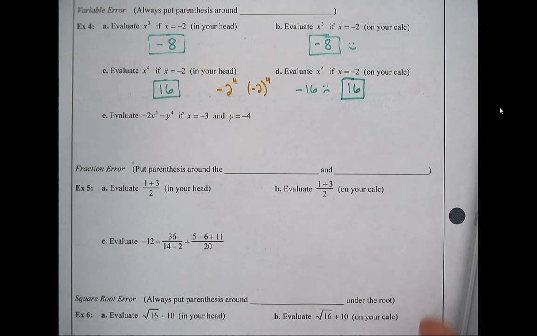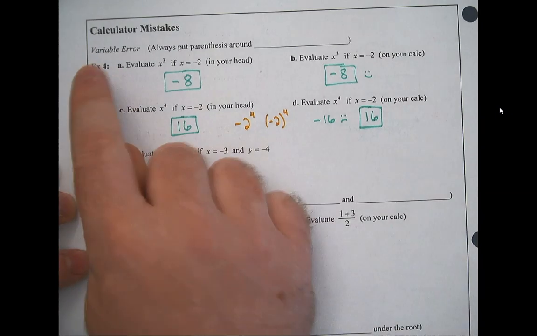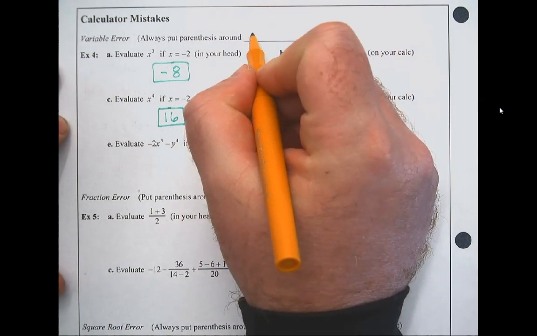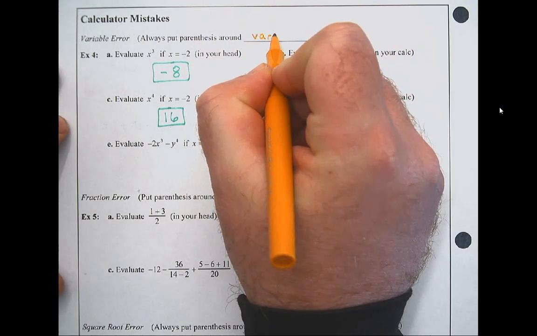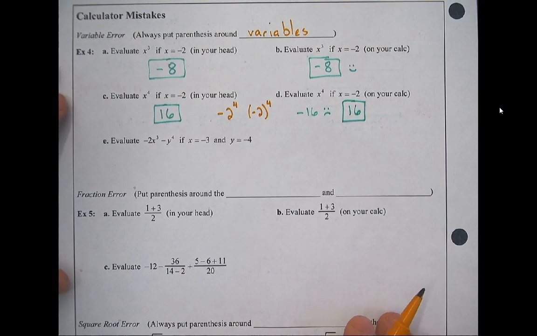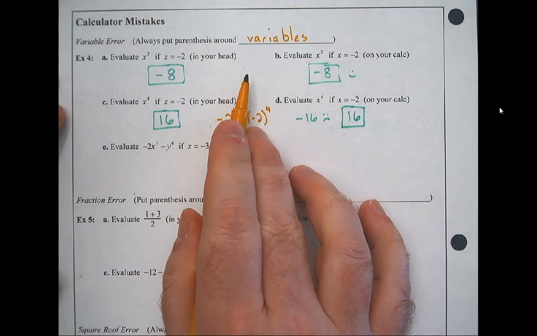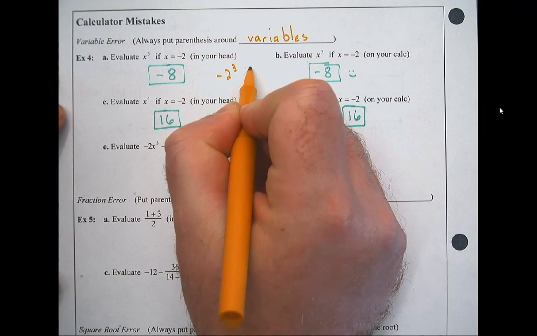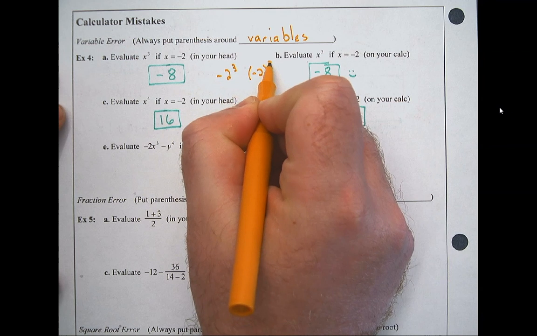So what's our big takeaway here? Variable error. Always put parentheses around variables. Now that's not quite true. I mean, you don't really have to do this, because notice up here, this turned out to be the same answer. Why did it work here and it didn't work here?